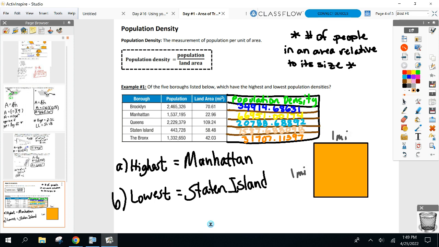In Manhattan, you're fitting about 67,000 people in that square. Okay, so if you've ever been to the city, Manhattan in particular, if you've ever seen pictures of it, videos, looks pretty packed. And there you go. Basically a 1 by 1 mile square, you're packing 67,000 people in there. Right, that's how dense it is.